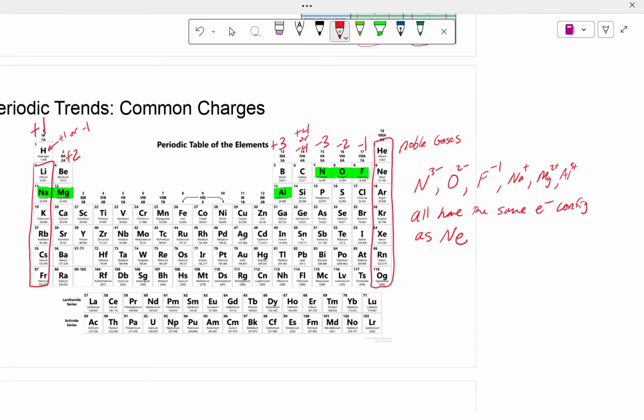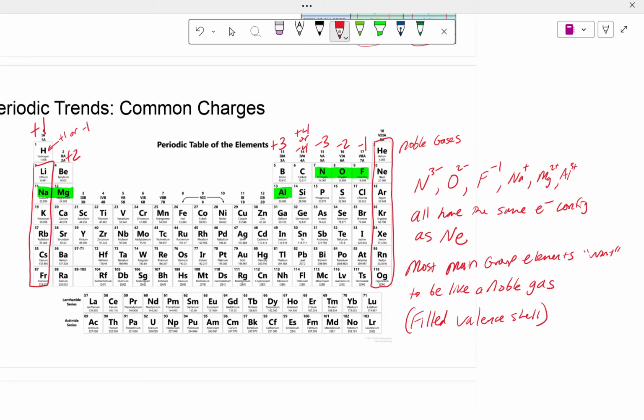And you'll notice that the charge I gave them were the common charge for their column. All the elements in the nitrogen column like to be minus 3 when they're an ion. All the elements in the sodium column like to be plus 1 when they are an ion. And the reason for that is that most of these main group elements want to be like a noble gas. And what is a noble gas? Why are noble gases special? They have a filled valence shell.